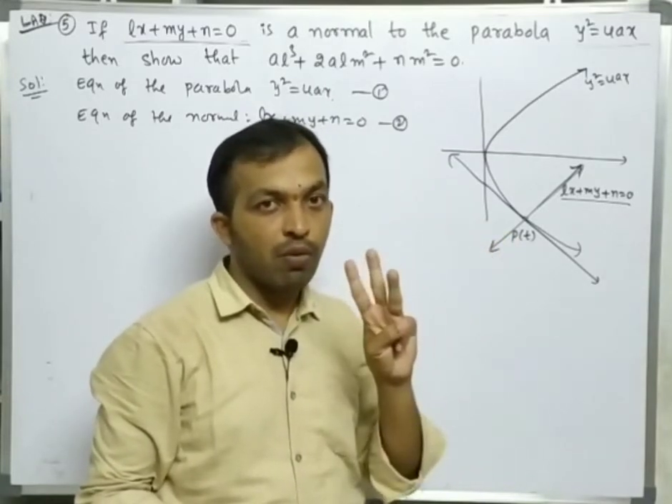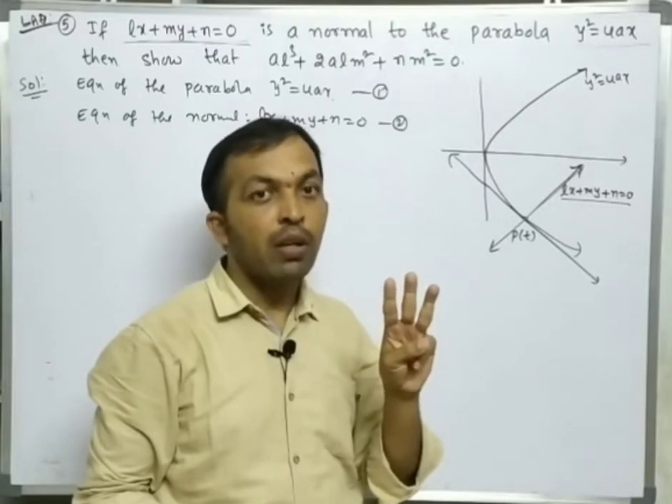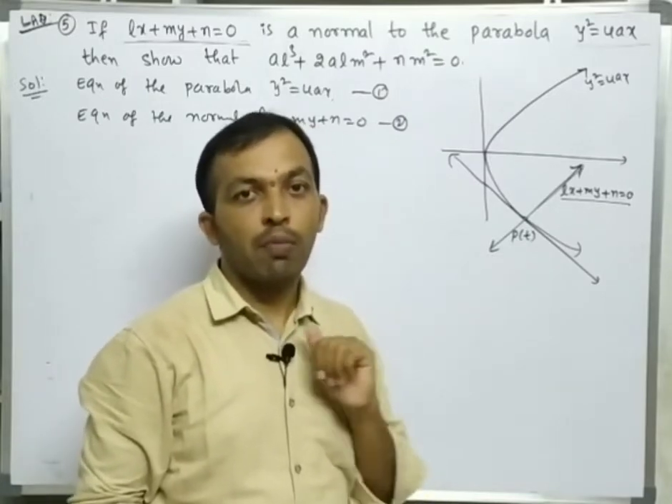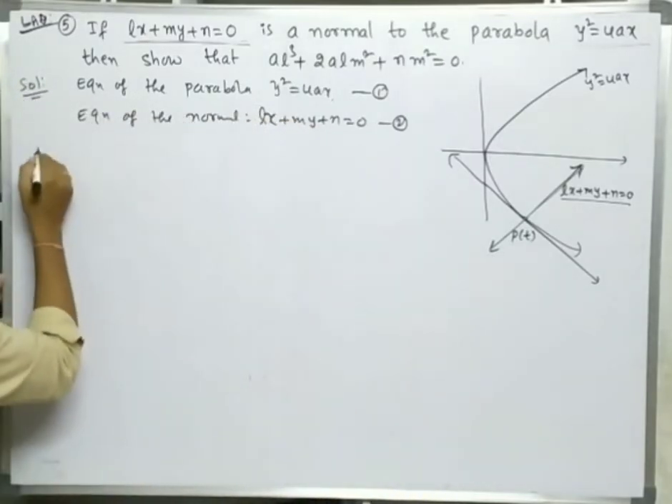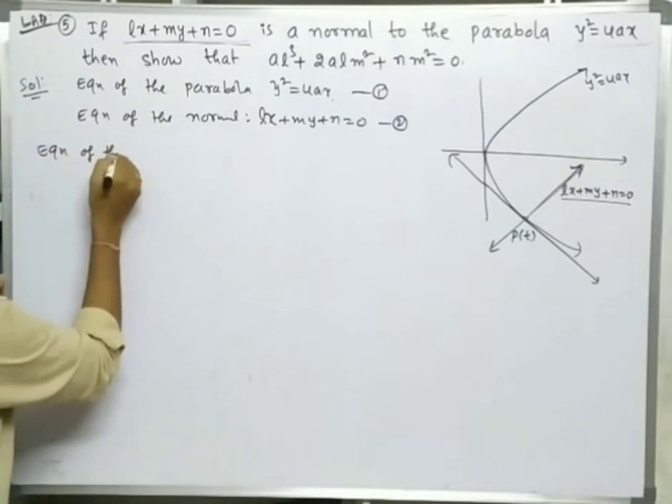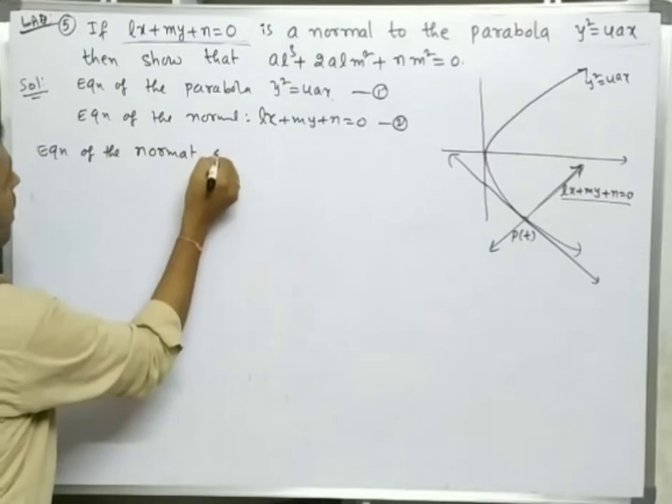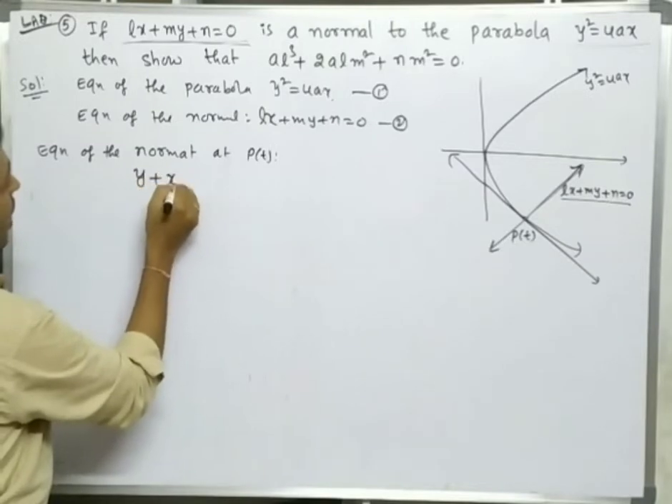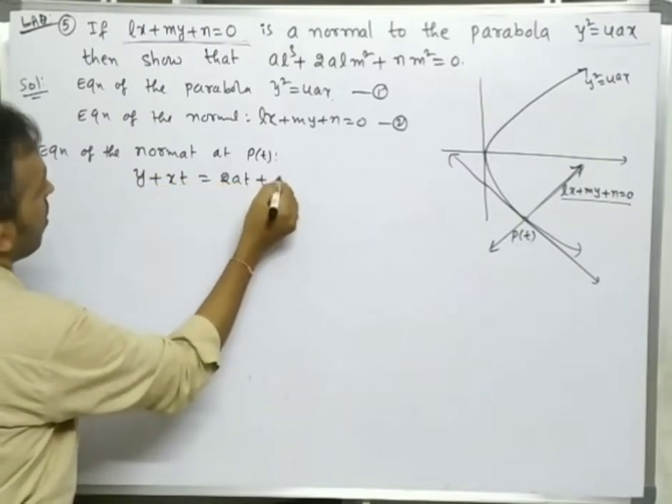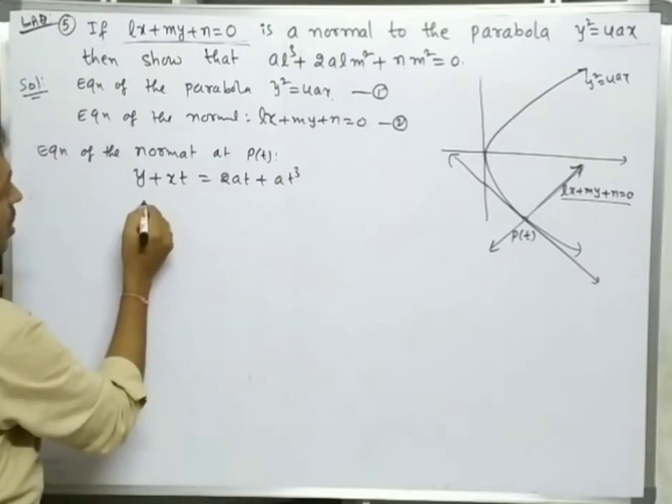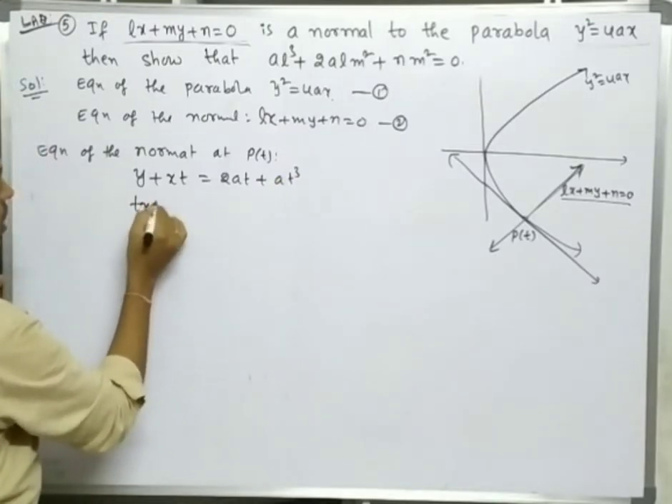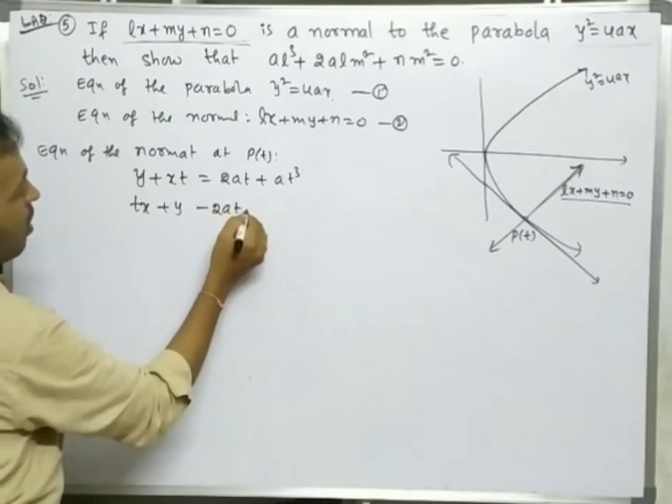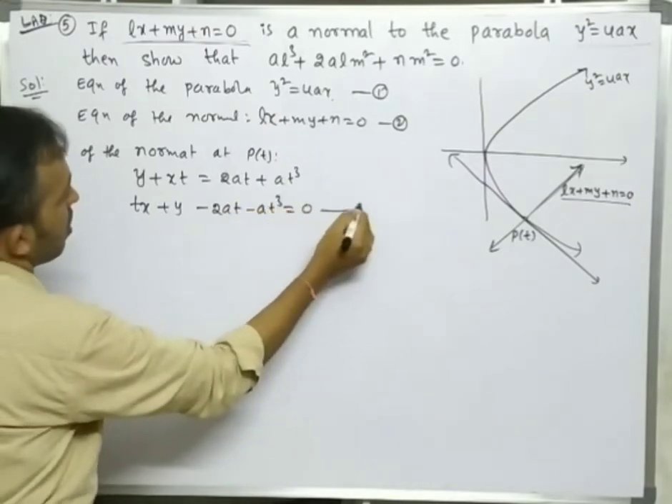Okay, so we have three forms: slope form, Cartesian form, parametric form. Sometimes parametric form is very easy to solve the given problem. Okay, right. So what is the equation of the normal at a point t, at P(t)? What is the equation of the normal? y plus xt is equal to 2at plus at cube. So write in order, that is tx plus y, bring to left side, minus 2at minus at cube is equal to 0. This is equation number 3.